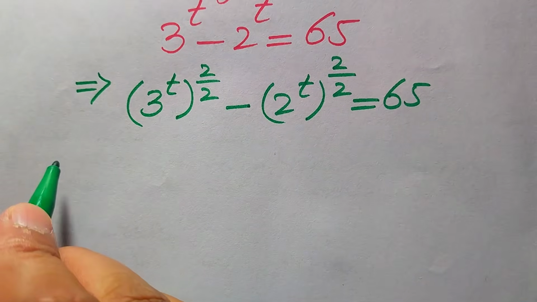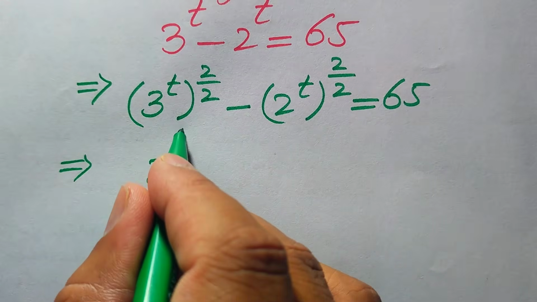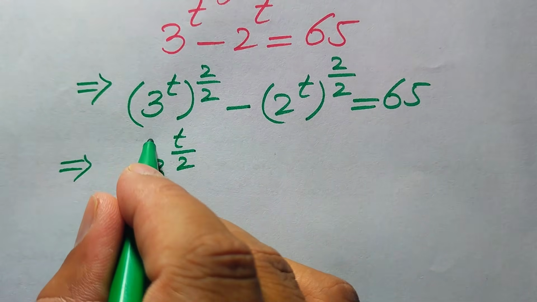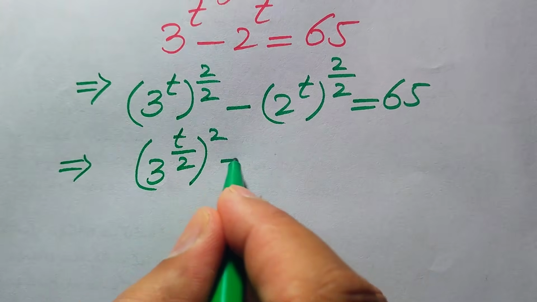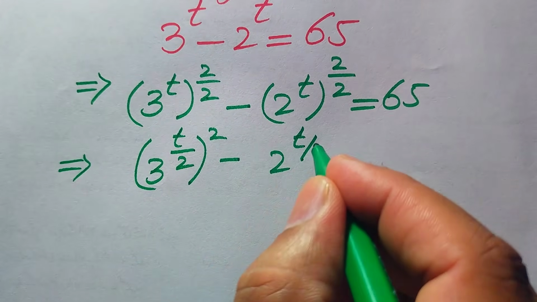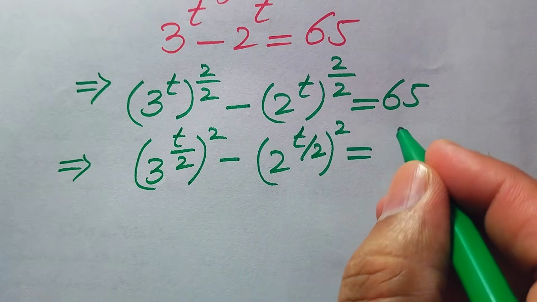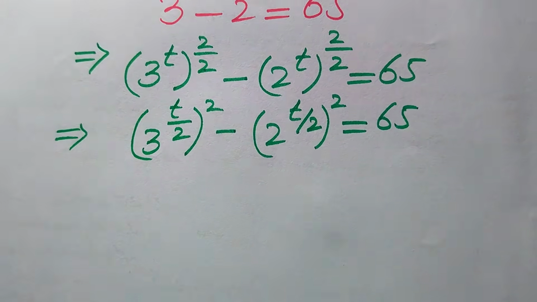And further in the next step we move the term 1 over 2 inside the term, and it will be written as 3 to the power of t by 2, and its whole square, minus, from here we move 1 over 2 inside the term, and it becomes 2 to the power of t over 2 and its whole square, is equal to 65.